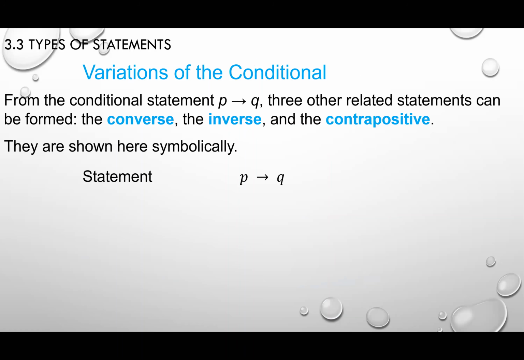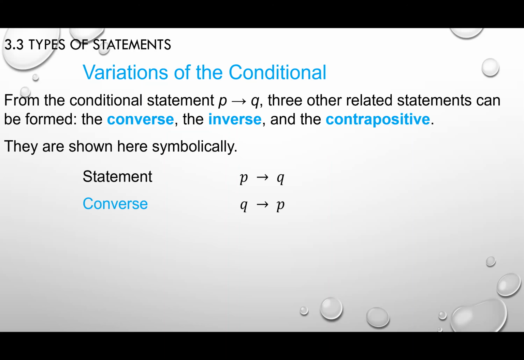If you did your ALEKS, you probably ran across this already: they give you a conditional statement and they ask you to find the following item. There are three variations of a conditional statement: the converse, the inverse, and the contrapositive. To know how to translate to English, you have to know your symbolic.